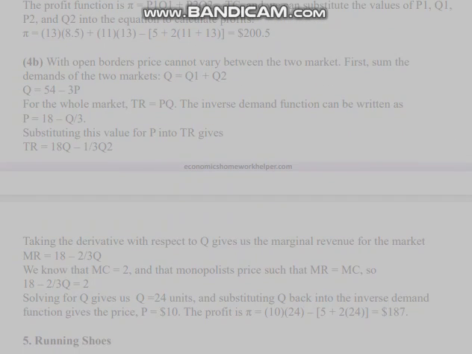We can use the same process for market number 2 to derive Q2 and P2: Q2 equals 11 units and P2 equals $13. The profit function is pi equals P1Q1 + P2Q2 − TC, and we can substitute the values of P1, Q1, P2, and Q2 into the equation to calculate profits. Pi equals 13 × 8.5 + 11 × 13 − (5 + 2 × (11 + 13)), which equals $200.50.